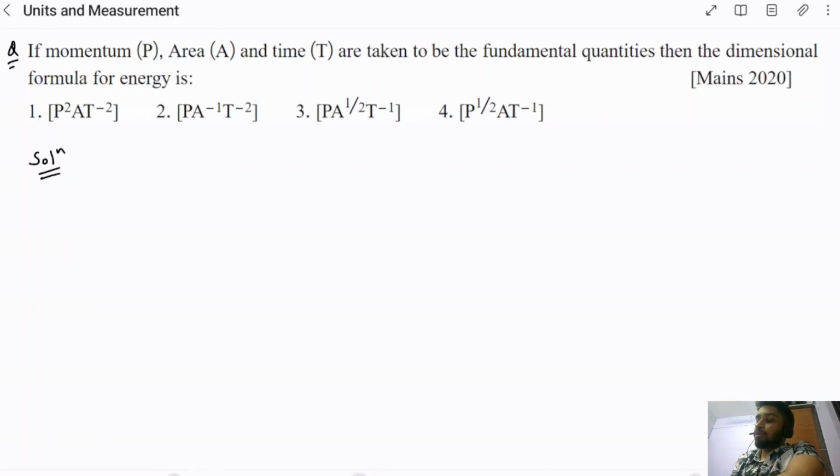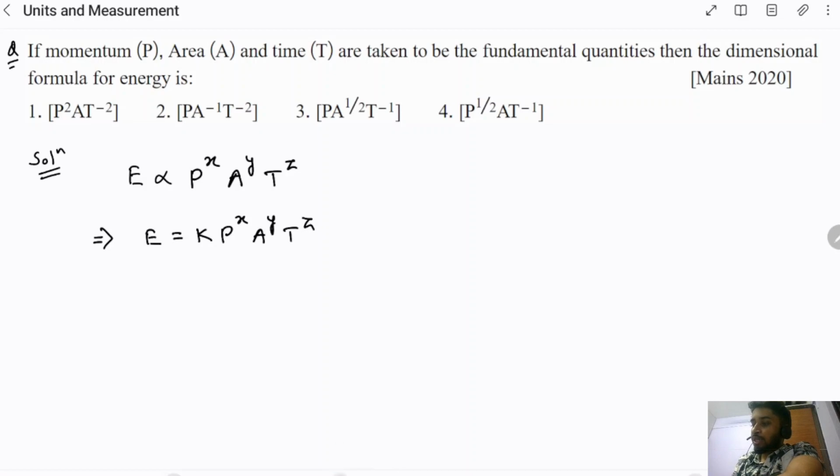Fine. So we are gonna solve it in a similar manner. The first step is energy will be related to x power of momentum, y power of area and z power of time. Now here again there will be some proportionality constant, k into p to the power x into a to the power y into t to the power z.